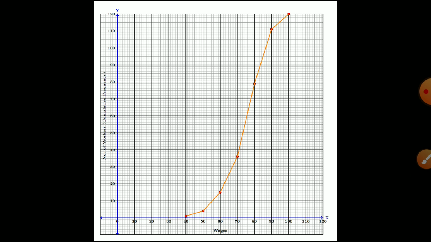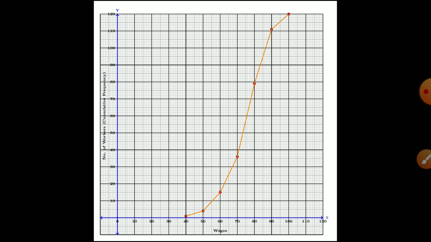So in this way we find the Ogive curve or cumulative frequency curve for given data. Okay, so now our half job is done. Up to now we have plotted the cumulative frequency curve. Now by using this curve we try to find the two quartiles Q1 and Q3. After that we will find the number of workers having wages between 75 and 95. So first of all we find the two quartiles Q1 and Q3.